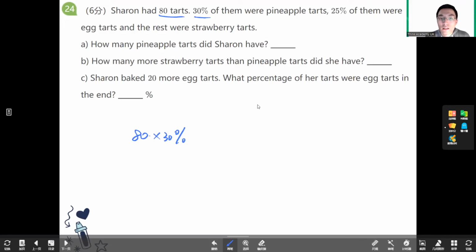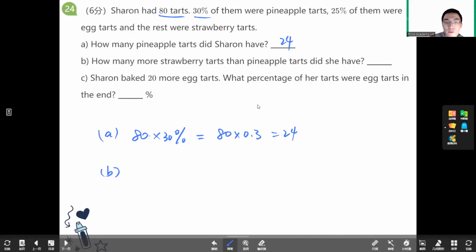And I hope you're all confident and proficient with percentage multiplication. The percentage is equivalent to the decimal 0.3. So it's 80 times 0.3, which is 24. So she had 24 pineapple tarts to begin with. And this is question A. And then for question B, how many more strawberry tarts than pineapple tarts did she have?